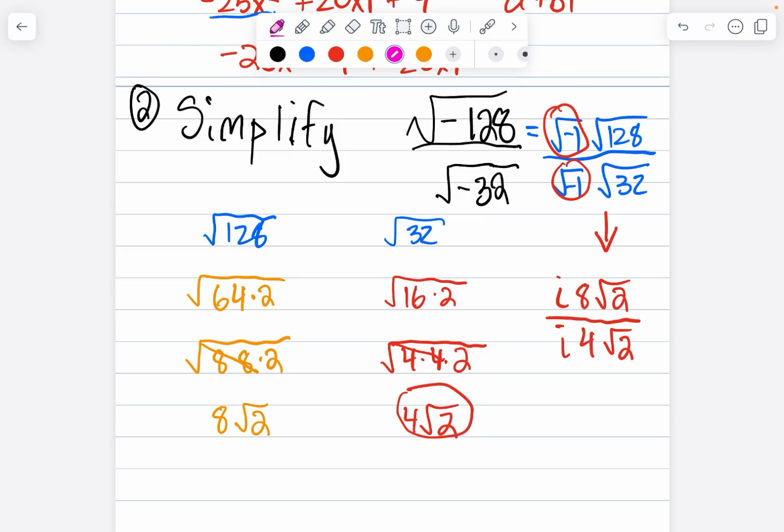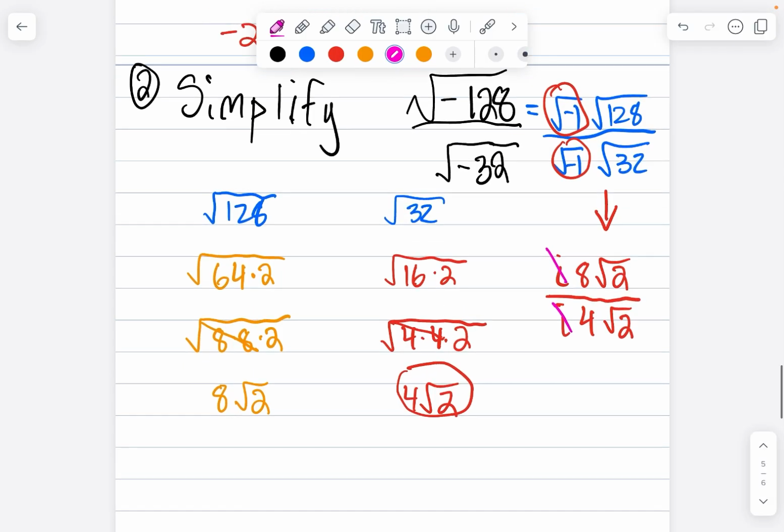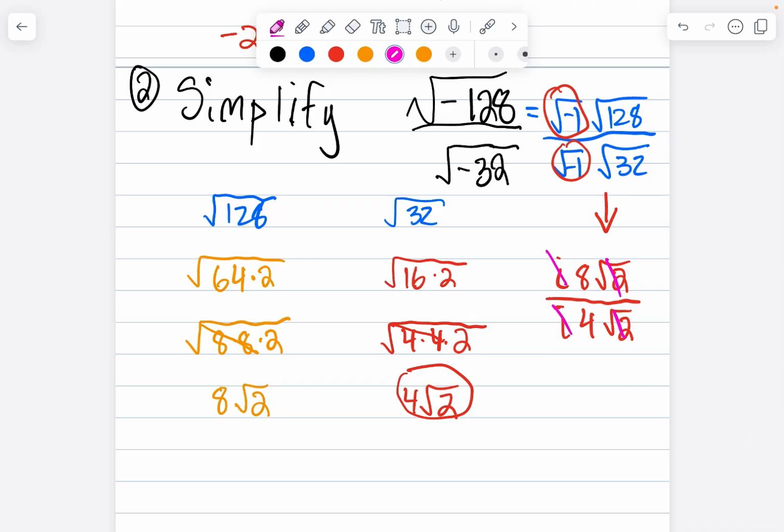Well, it seems like there's a lot of things that I can cross out, all right? A lot of things I can simplify. The i's, they cancel out, right? And then I have square root of 2 and square root of 2. That cancels out. And then 8 is divisible by 4. So this cancels out. The i's go away. The square roots go away. 8 over 4 is 2. So my final answer I get in the end is 2. That's it. That's my final answer.